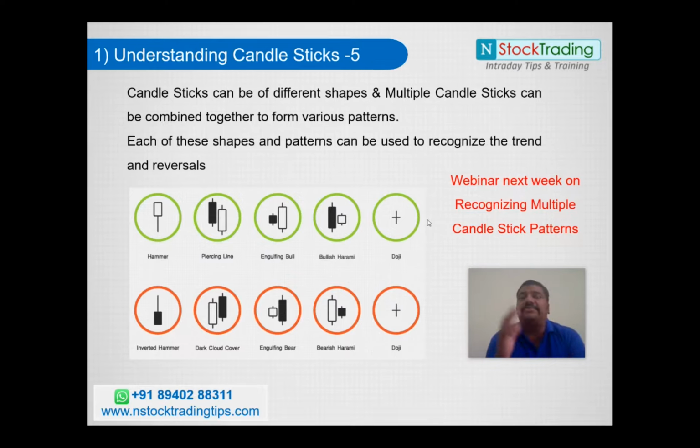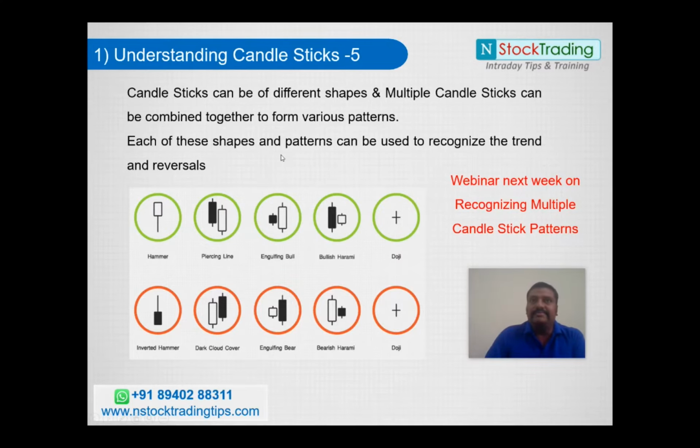There are a lot of patterns, like the hammer, the hanging man, the piercing line, the bullish engulfing, bullish harami, doji, and star. There are so many candlestick patterns. Today in this session, our focus is mainly to understand the basics of candlesticks. Then we'll go for the moving average, and finally the MACD. Next week we'll have a detailed webinar on identifying and recognizing the different candlestick patterns. So I think you have an overview of how to read candlesticks.